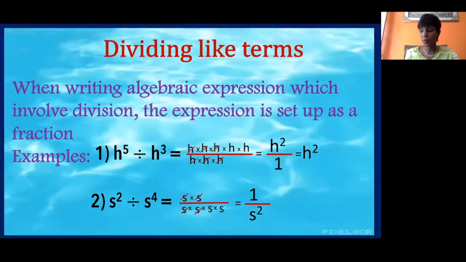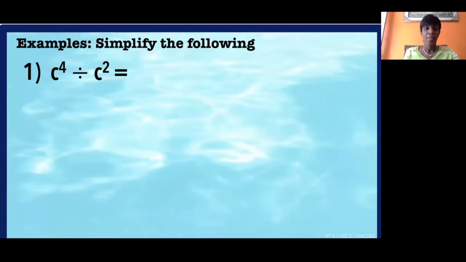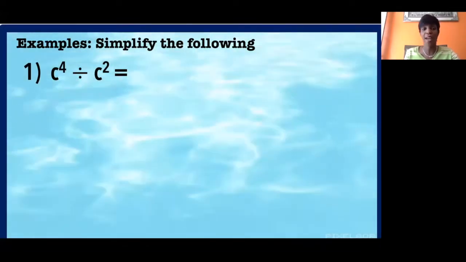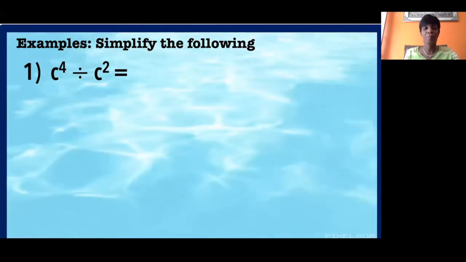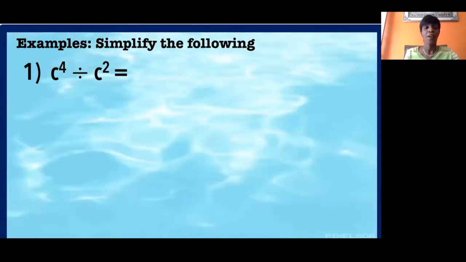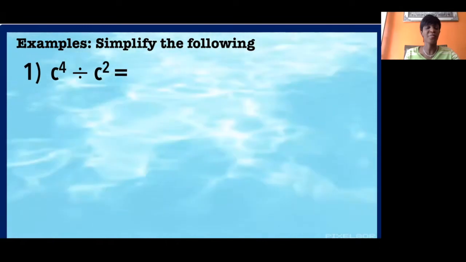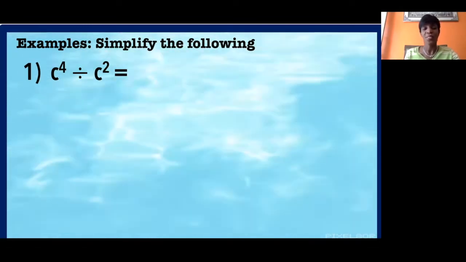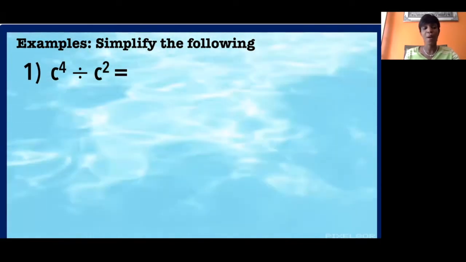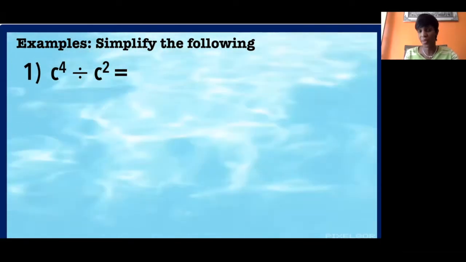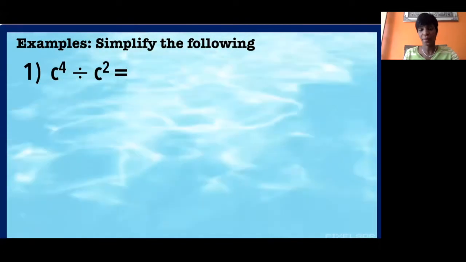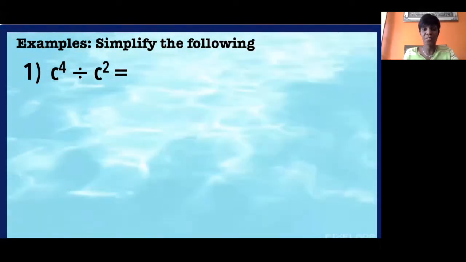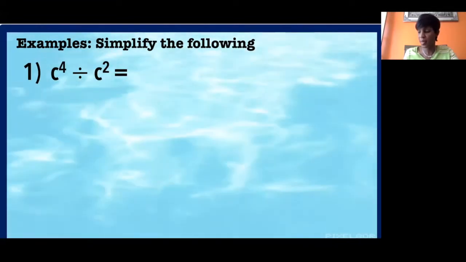Okay, let's move on. I'm going to give you a minute to try this one. Example number 1 says, simplify the following: C to the power of 4 divided by C to the power of 2, or C squared. First of all, remember, we always set it up. We have to show our working. Okay, are we ready for the answers? I'm going to give you a second more. I see some persons are still typing in the answers. Then I'm going to begin.